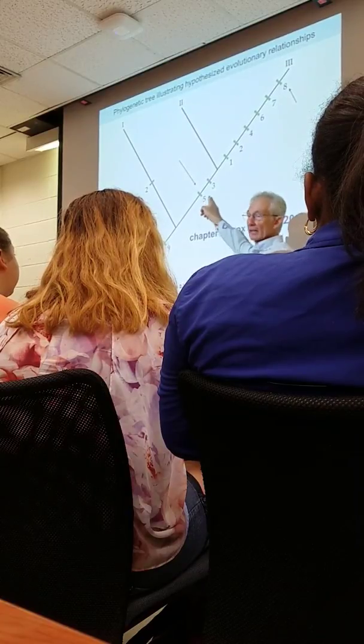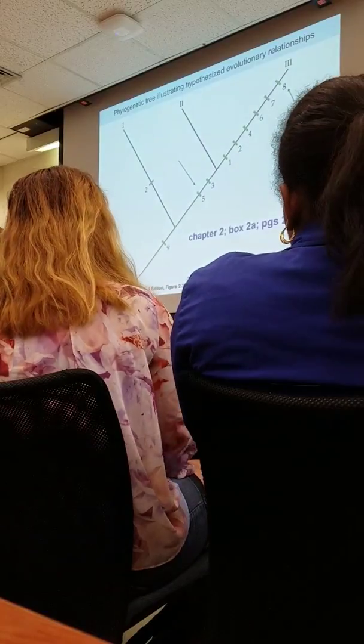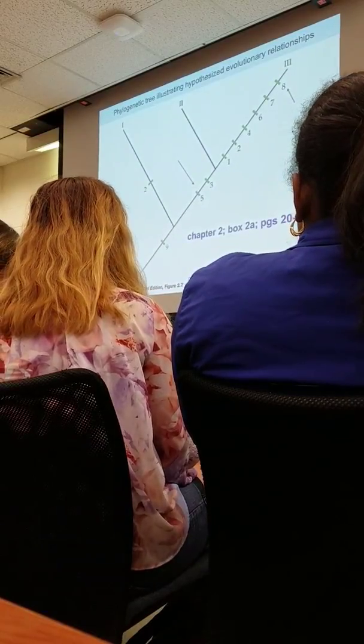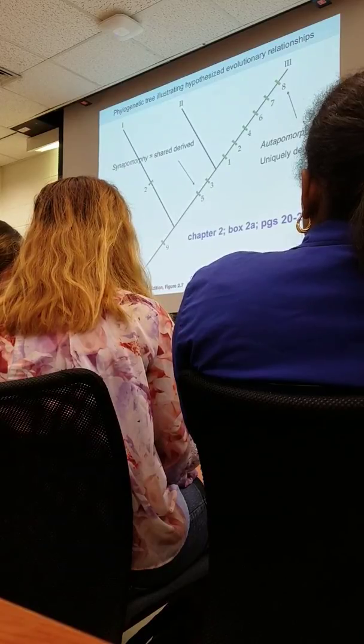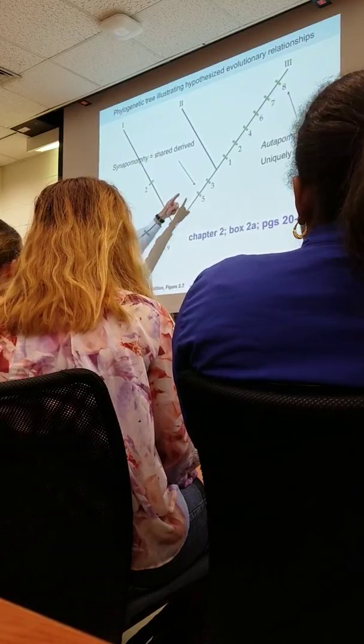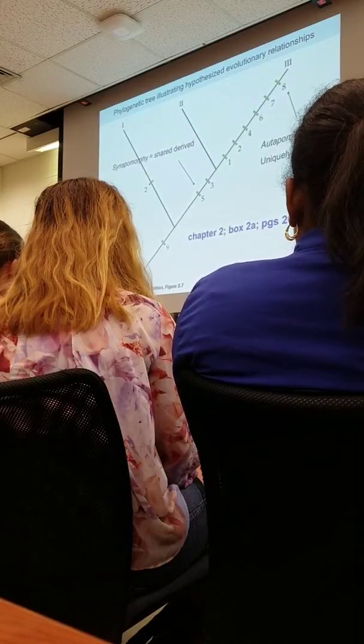3 and 5. Okay, those would both be synapomorphies. I don't know why I have an arrow at 5, but maybe that'll come back to me. Okay, and I'm just showing you, this is one of the synapomorphies. And then, of course, 3 would be the other synapomorphy.